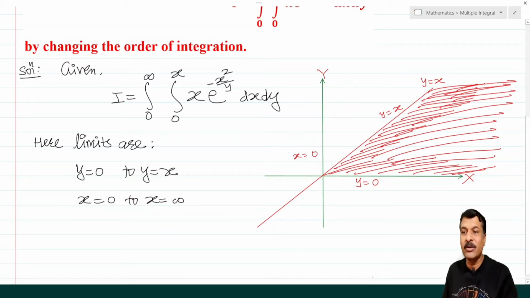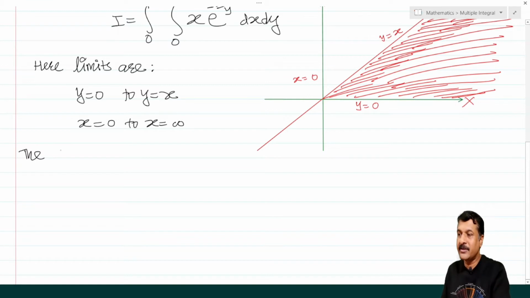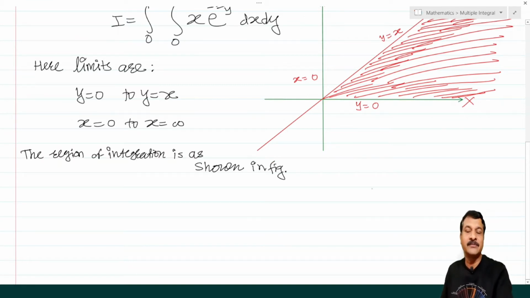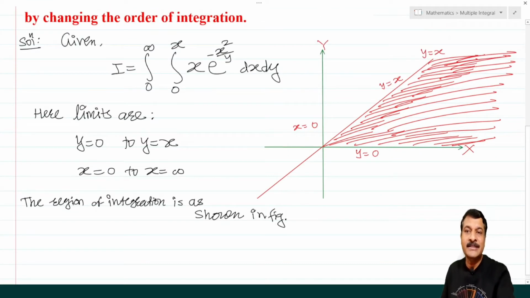Now change the order of integration. It means we change that strip: the vertical strip is now changed to a horizontal strip. So take a horizontal strip. Here the region of integration is as shown in the figure. This is your strip, and it goes up to the end, which means x equal to infinity. When we extend this strip, where does it cut? It cuts the y axis, means y constant and x varies.